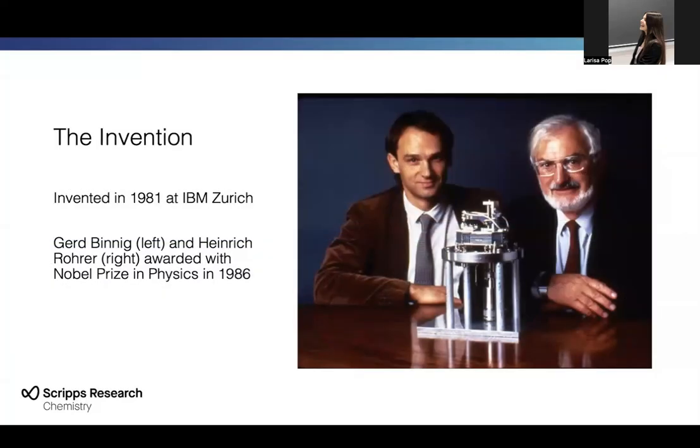The scanning tunneling microscope was invented in 1981 by Gerd Binnig and Heinrich Rohrer, that you can see in the picture. Their work earned them the Nobel Prize in Physics in 1986. The STM is a powerful type of microscope that uses quantum mechanical effects to image surfaces at the atomic scale. Before jumping into how the STM works, let's quickly introduce the principle underlying this technique, the quantum tunneling effect.